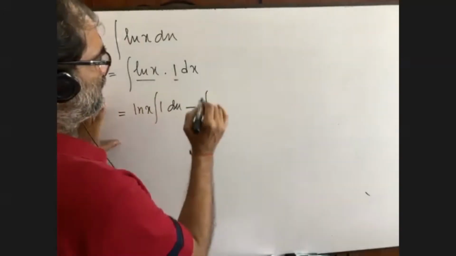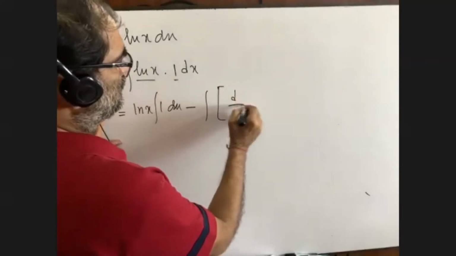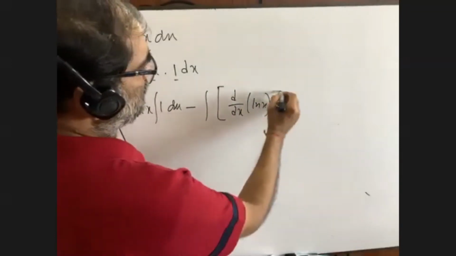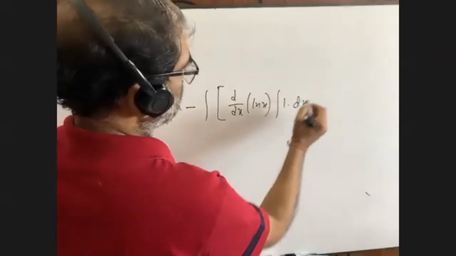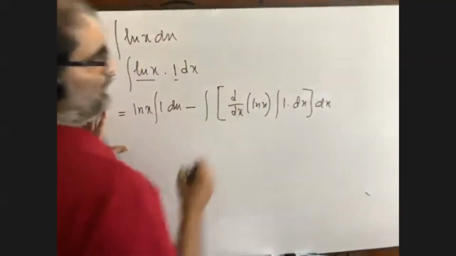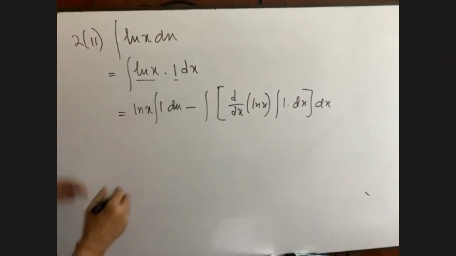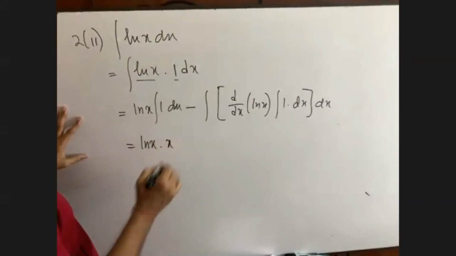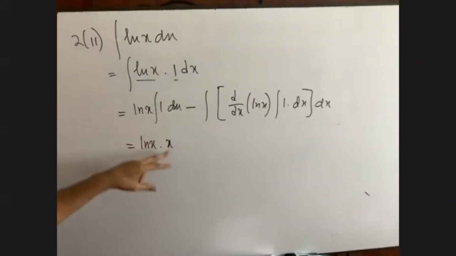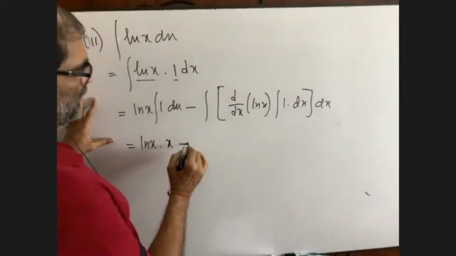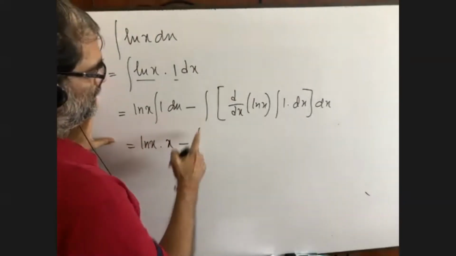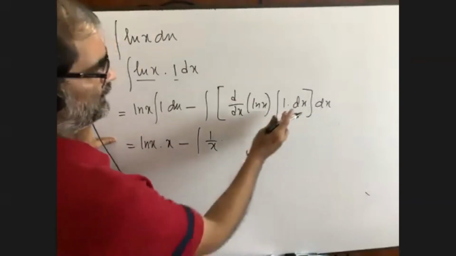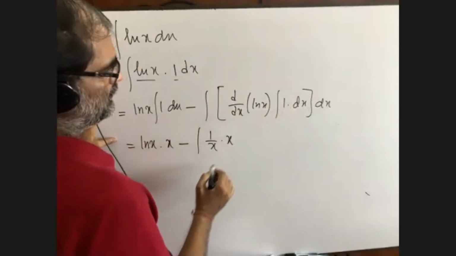Minus integration sign, third bracket, d by dx of u, u means ln x, then integration sign 1 dx, third bracket is closed. Now you see this is ln x. Now let me know, the integral of 1 dx means x. What is the integration of 1? It is x, right? Minus integration sign, the derivative of ln x is 1 by x, and the integration of 1 is x, dx.